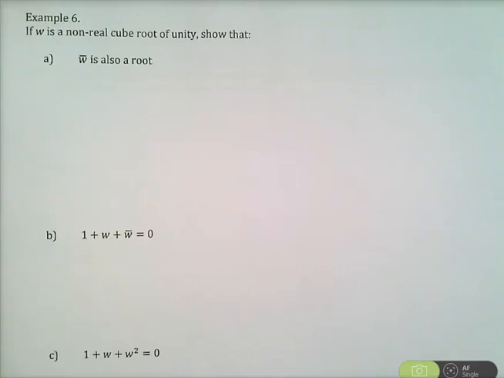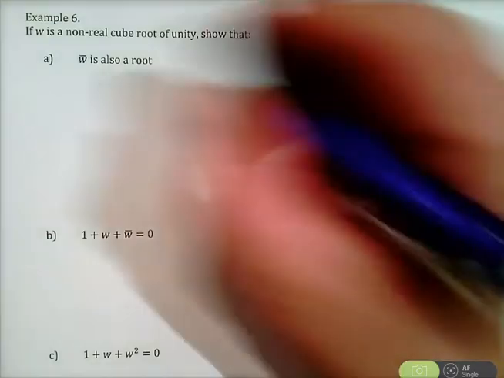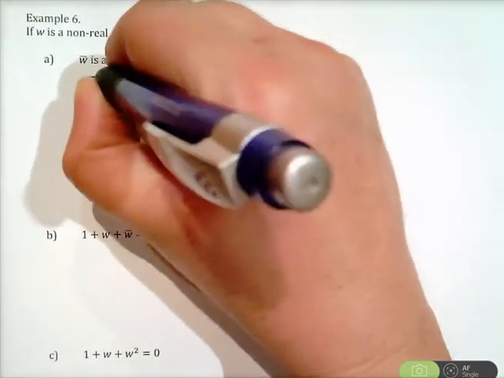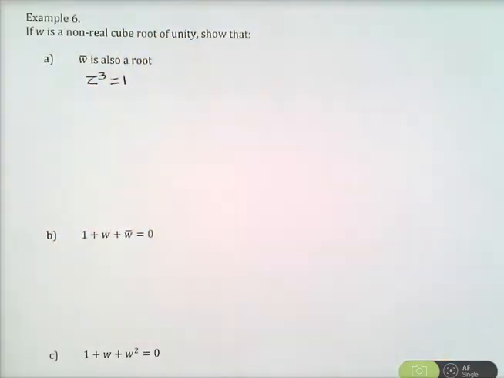Okay, now this is example 6 on page 51. The example is, if w is a non-real cube root of unity, show that the conjugate of w, or w bar, is also a root. Okay, now let's start with what we've got. Remember, with our cube root of unity, we're solving z cubed equals 1.